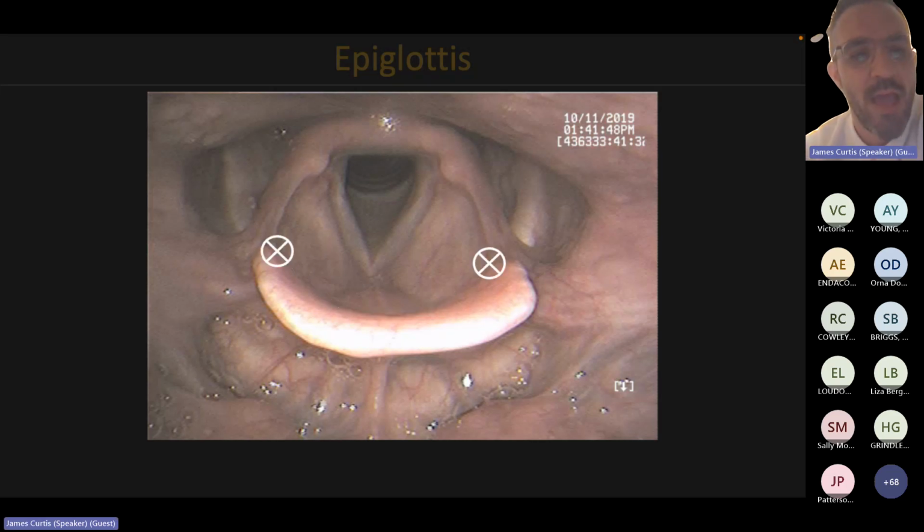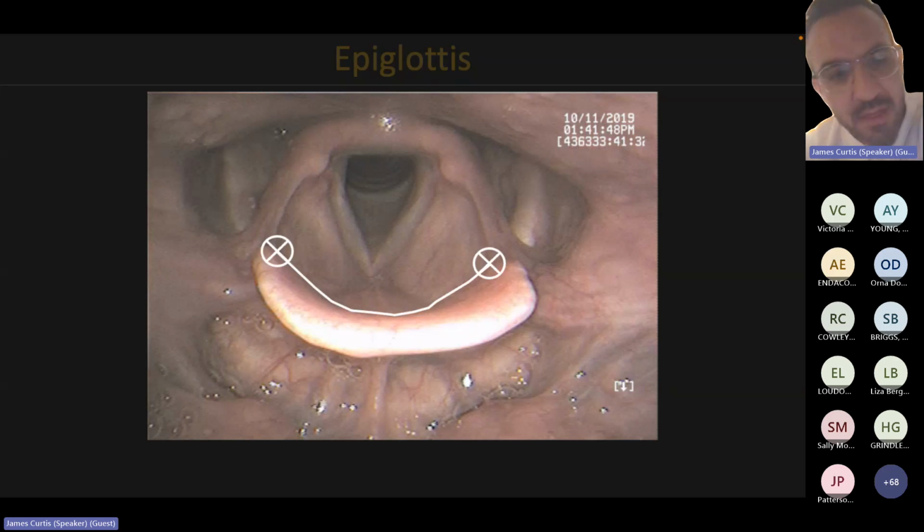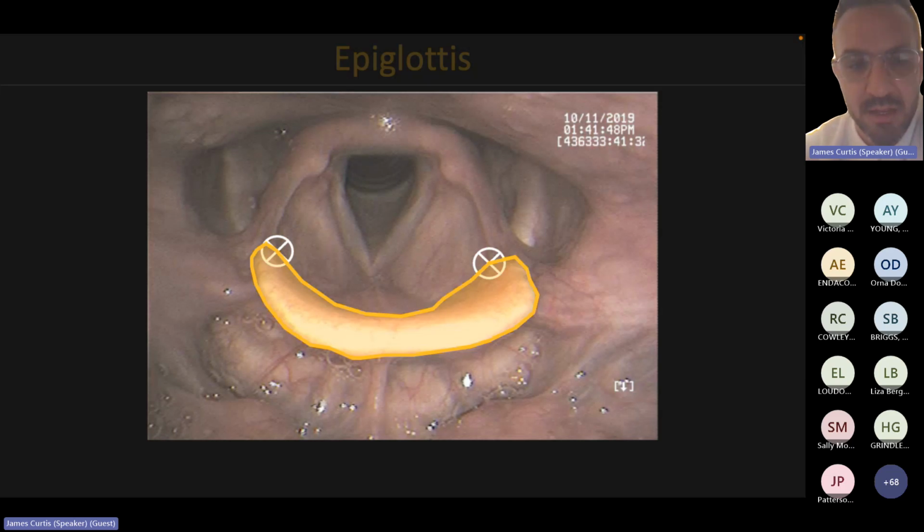Okay, so we have these 2 points, we find the trough, we connect the two, and then everything above that along the rim, within that, that's what we call the epiglottis, or the laryngeal surface of the epiglottis.